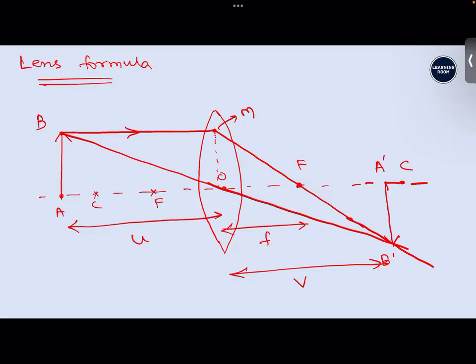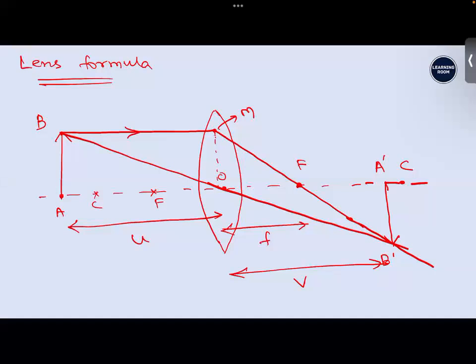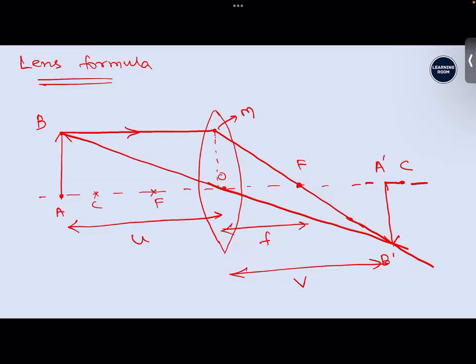Listen to this. When you're trying to find the lens formula or mirror formula, what is the logic we use? We need to find two sets of similar triangles. So where is the first set? If you consider the triangle BAO, then what would be the corresponding similar triangle for it? B dash A dash O.